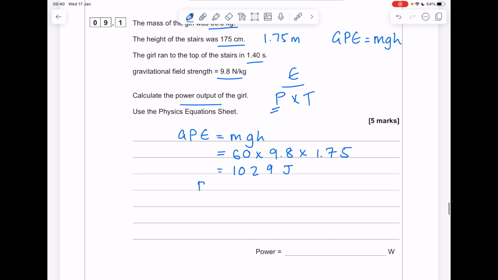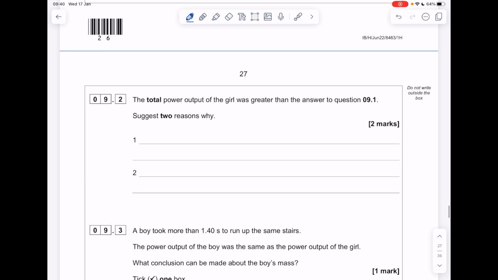And then power equals energy transferred over time taken. So we'll take that number we just found, divide it by the time, which was 1.4 seconds, to get 735 watts. The total power output of the girl was greater than the answer to question 9.1. Suggest 2 reasons why.